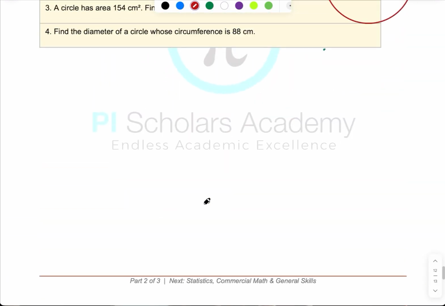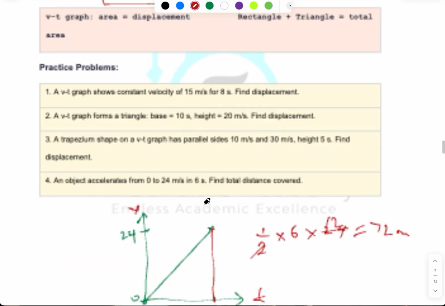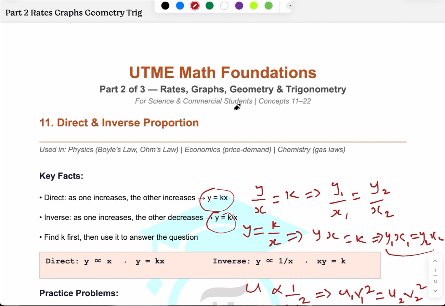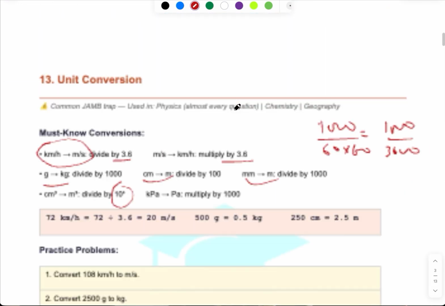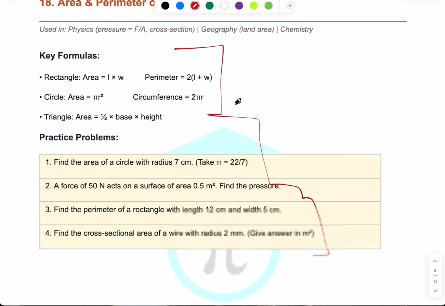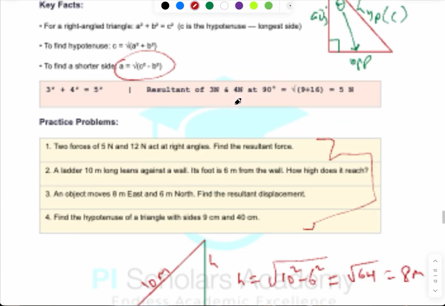That is the part of geometry. This part takes care of rates, graphs, geometry, and trigonometry. Like I said, these are just revision. Some of these topics I've made very detailed videos on as well.